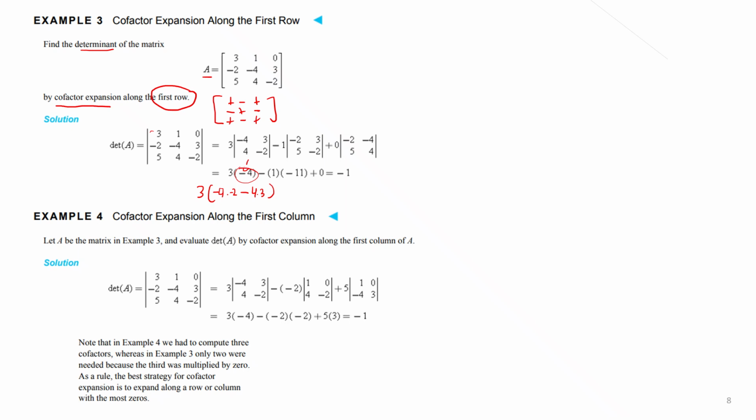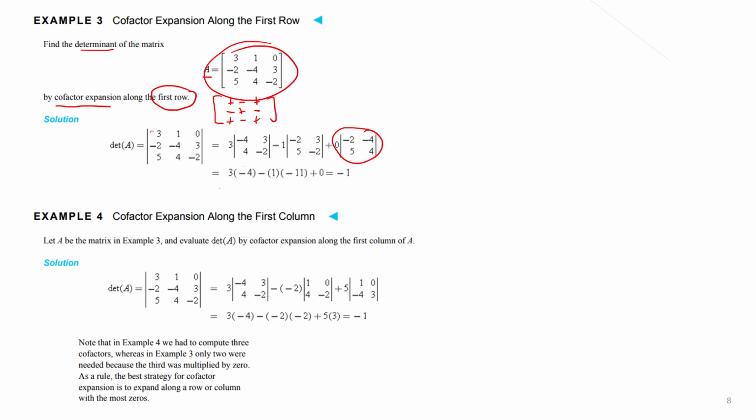Minus this one, minus 1 multiplied by minus 2 multiplied by minus 2 minus 5 multiplied by 3, so you get minus 11, plus, since this one is 0 multiplied by something, always 0, so here you can check the calculation. I suppose the result will be minus 1. So the determinant of this matrix is minus 1.